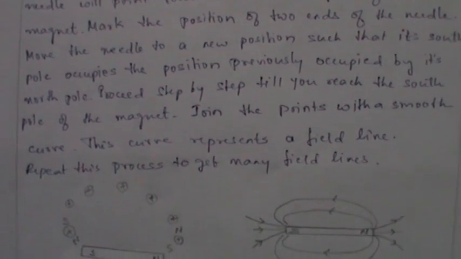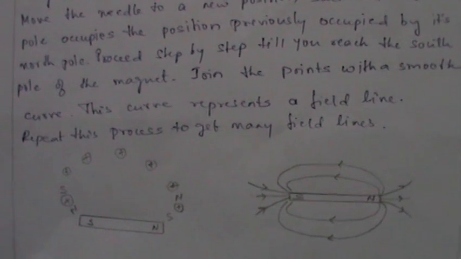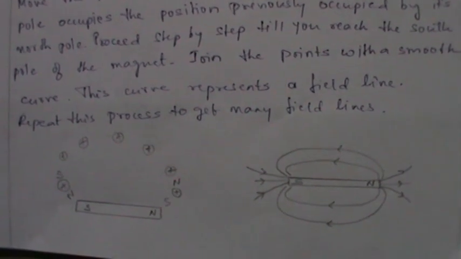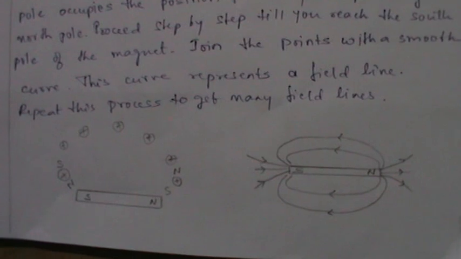Join the points with a smooth curve. This curve represents a field line. Repeat this process to get many field lines.